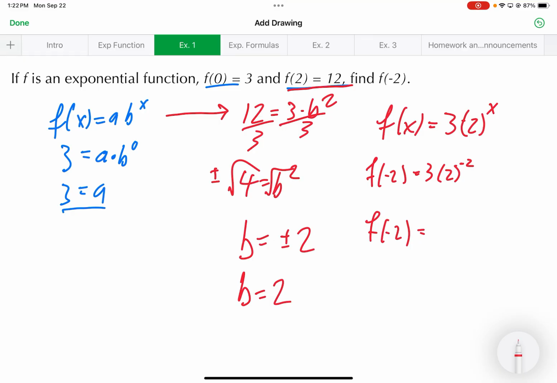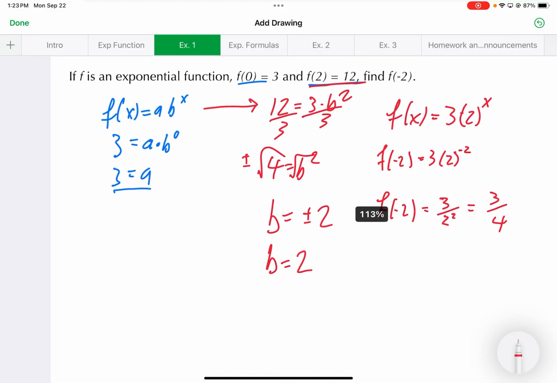1 over 2 to the second, or 1 over 4, right? So I'd end up with a final answer of, well, let me do this, 2 to the negative second. So then I end up with 3/4. Cool with that? Super.